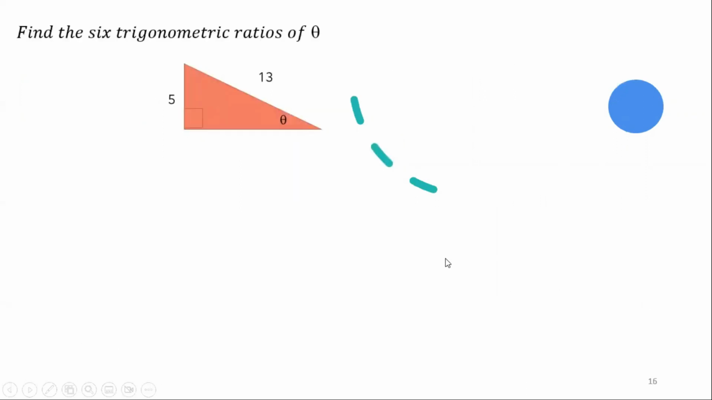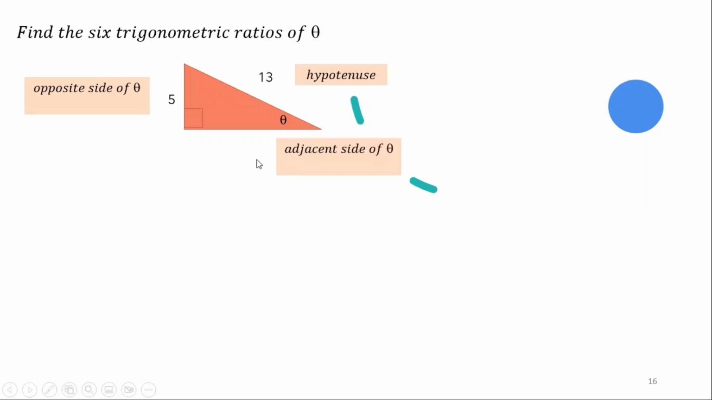Next, we have this right triangle given the angle theta and the side opposite the angle theta, which is 5, and the hypotenuse, which is 13. We are going to solve for the adjacent side of theta, and let us denote that as x. Solving for x using the Pythagorean theorem, x squared equals 13 squared minus 5 squared, so x equals 12.